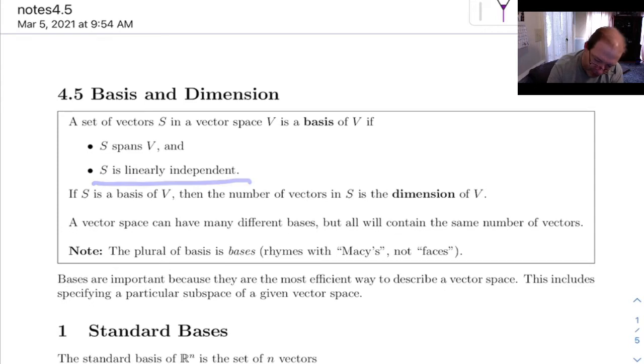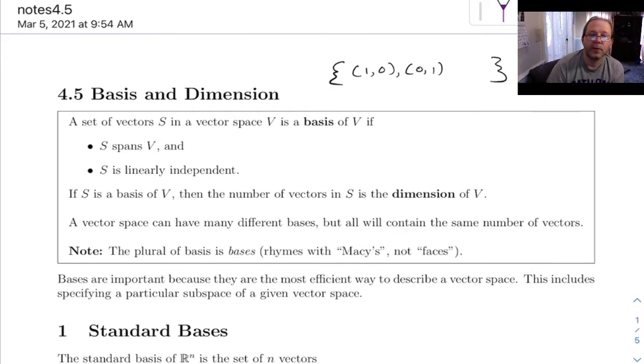vectors in there. So for example, in R2, if you had the set (1, 0), (0, 1), that is a basis of R2 because it's got all you need to get any vector in R2 as a linear combination of those two guys, and there's nothing left over. If I put in another vector, say (1, 1), this would still span R2, but it's no longer linearly independent. So if I add extra stuff in there, it's no longer a basis. So let's get this guy out of there.